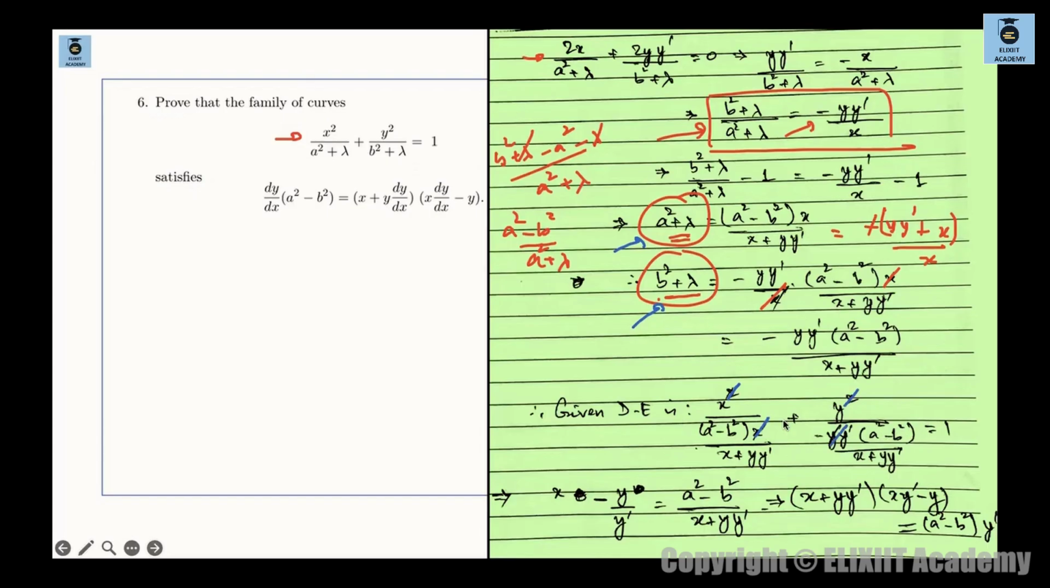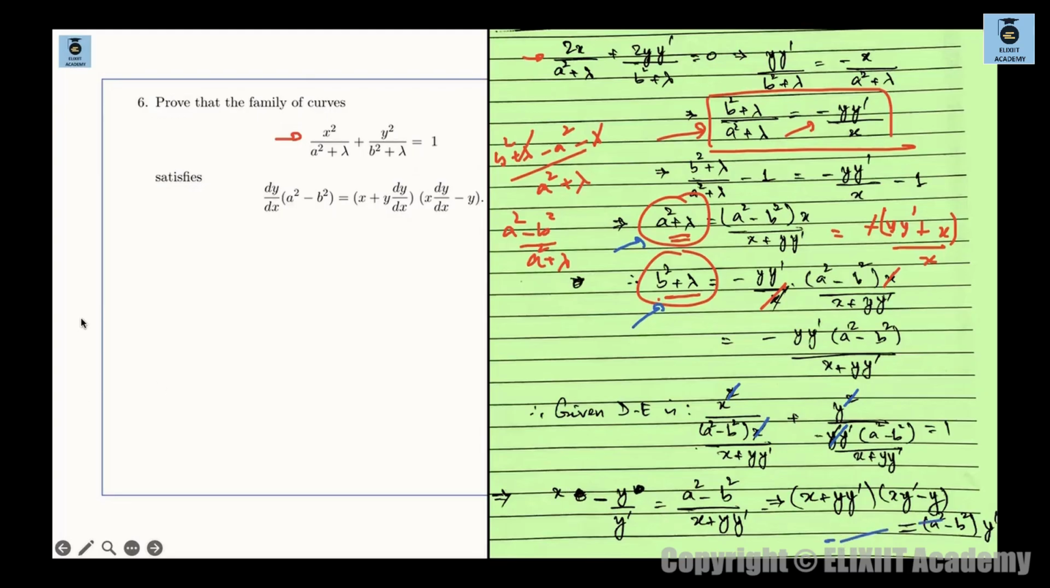Okay, so what will remain? This quantity is remaining. So x upon, once you cross multiply, take this and cross multiply as well. Cross multiply and cancel, there are so many cancellations getting generated. And then when you cross multiply, what will come? x minus y upon y dash. And on the right hand side, this will become a square minus b square upon x plus y dash. And once you rearrange and simplify, you will get this form.